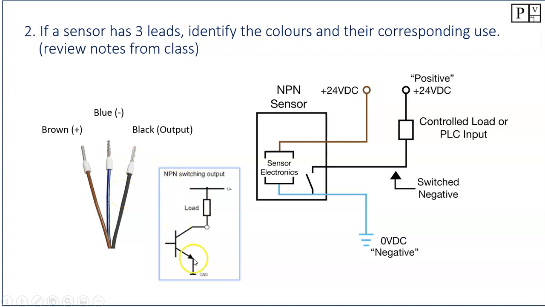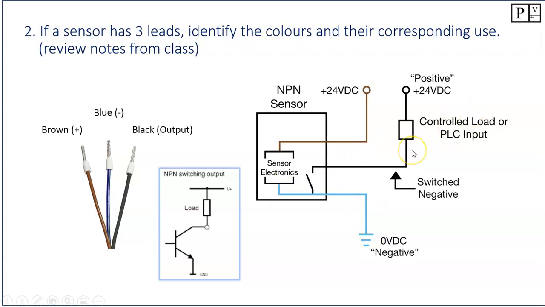The arrow is not pointing in, so the trick here is: if the arrow is not pointing in, it is an NPN. What is it switching? Well, the first letter is telling us what it's switching. It's switching the negative of the power supply. Okay, so here we can see that the brown is the positive going into our sensor. The blue is the negative, so we provide it with 24 volts DC.